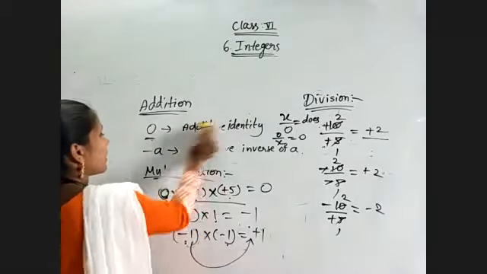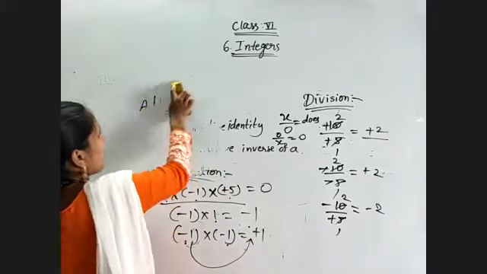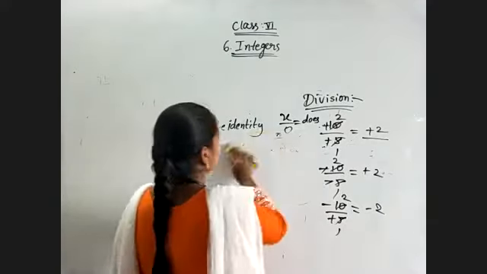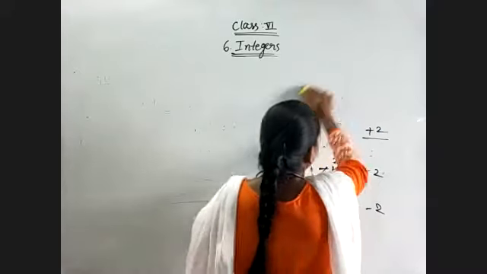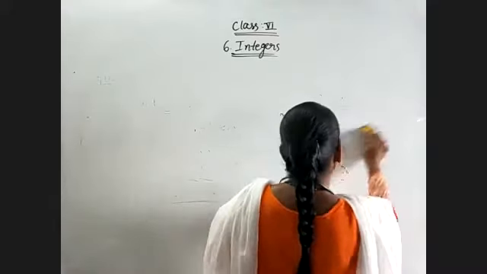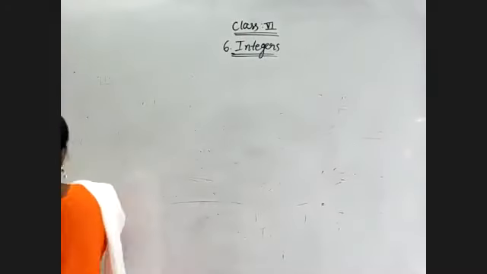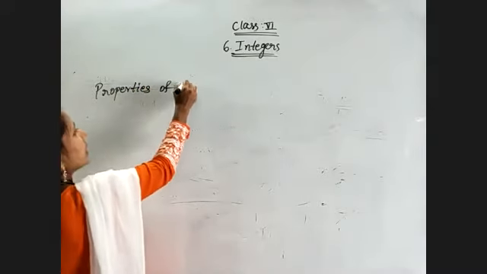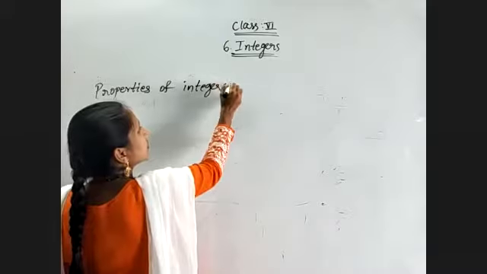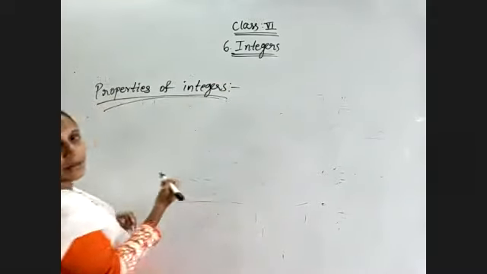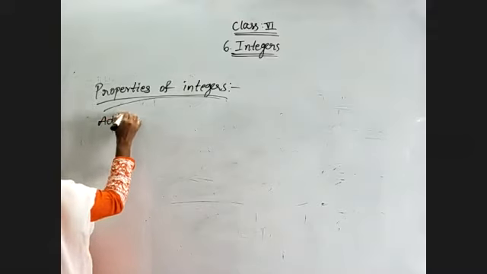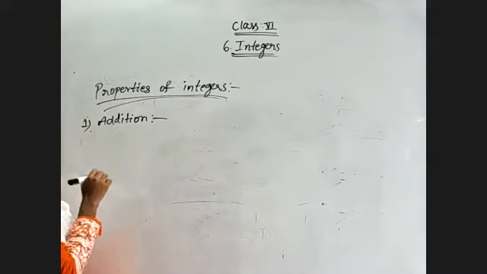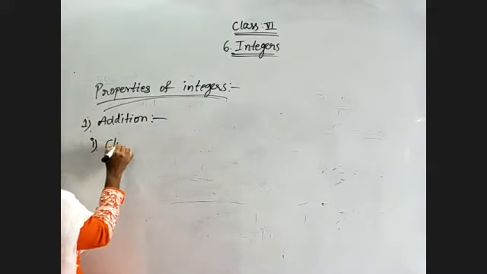Properties of whole numbers we have already finished, is it right? The same properties we will apply for integers. What are the properties? Properties of integers. First we will check for addition. Addition. So the first property is closure property.